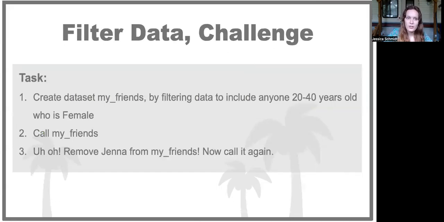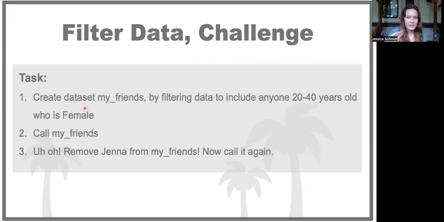And here is another challenge for you here. This one's going to be a little bit more tricky, and I will go over the solution for you properly in the next slide. So take your time with this, see what you can do. And what I want you to do is to create a data set called my_friends. And this is just going to have my friends in it. And what you're going to do is filter the data to include anyone 20 to 40 years old who is female. Okay, so just people that are 20 to 40 years old and female.